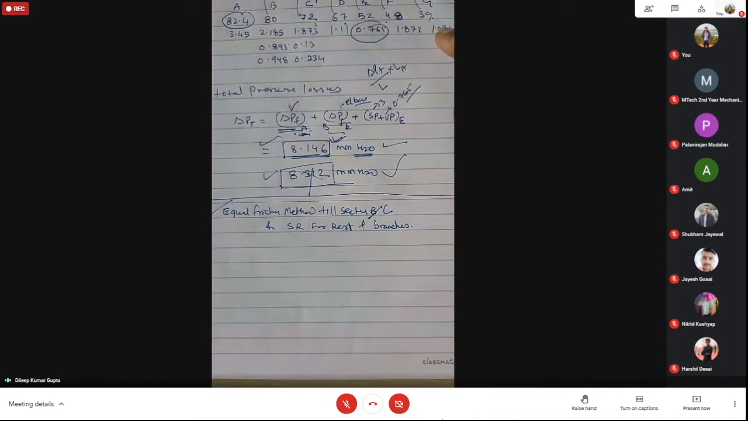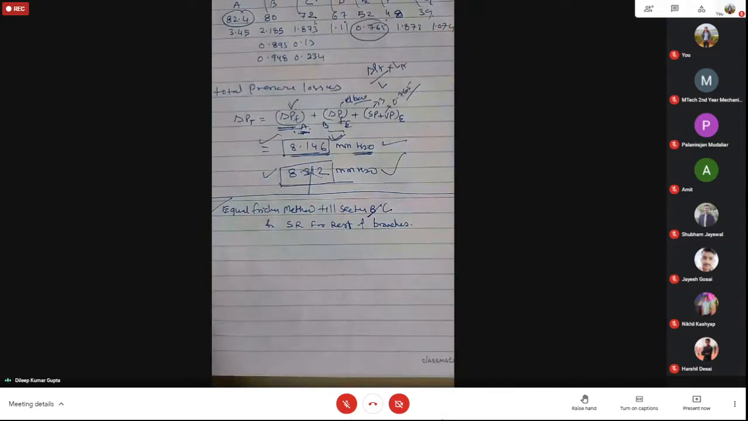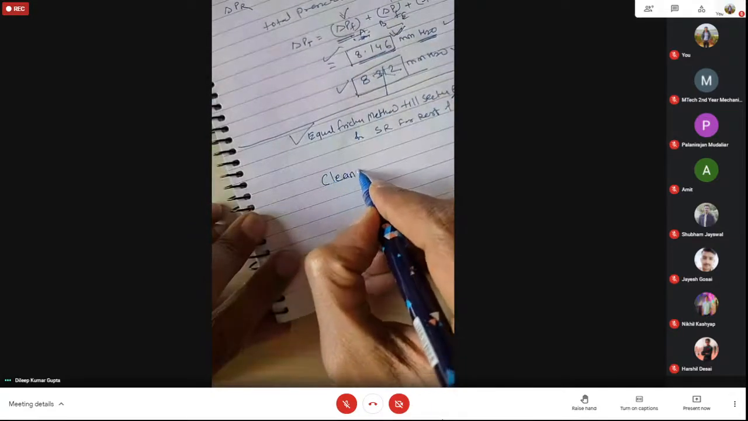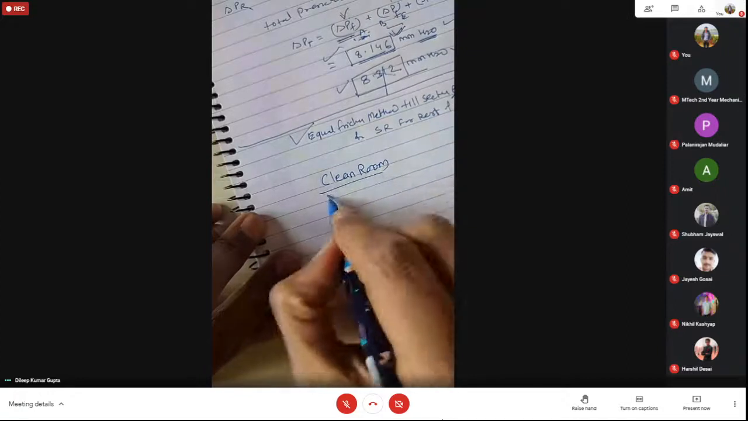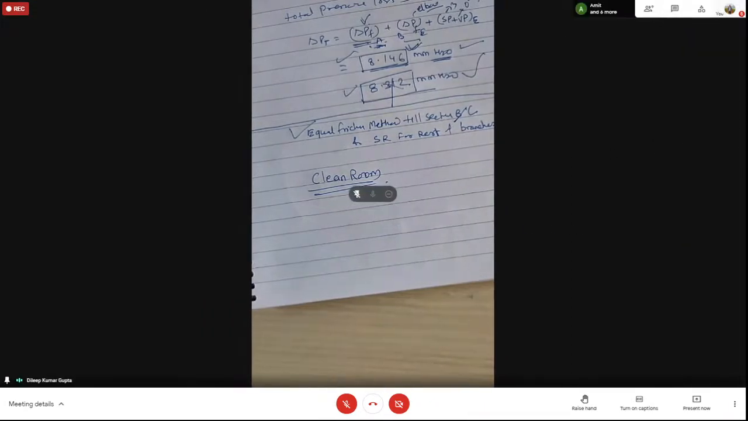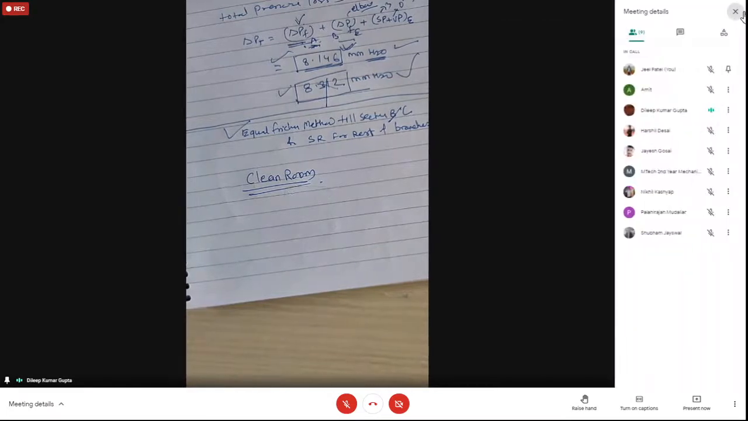So I have discussed about this one: transmission and distribution system, sizing of duct and power finding. Now your next topic will be clean room. Next we will discuss clean room. This is very important nowadays, especially when you are designing any air conditioning system for hospital, ICU, or sophisticated manufacturing plants which require very high accuracy.